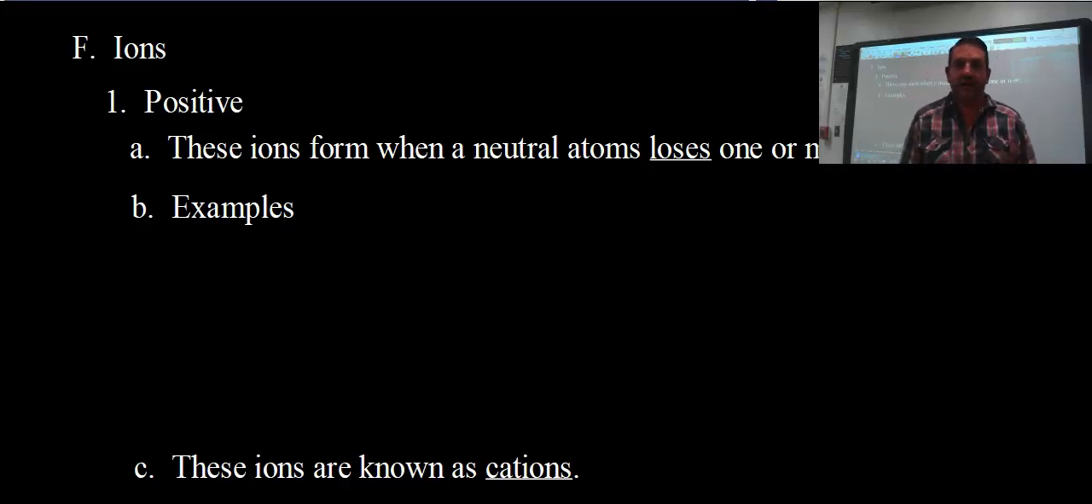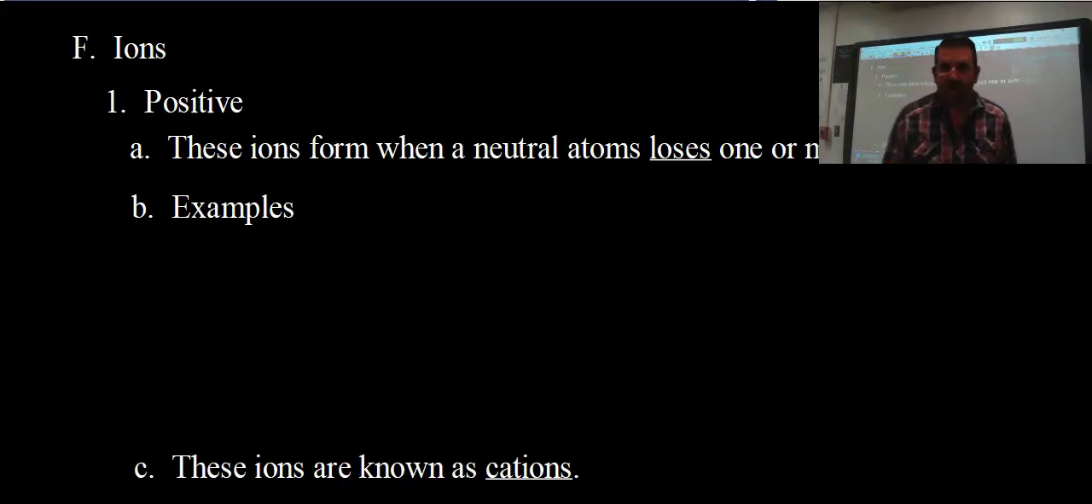Now, there are two types of ions. You have positive ions and you have negative ions. This is really important to know: why these ions have either a positive or negative charge. In order to have a charge, there must be a different number of protons than electrons. Again, if it's the same number, then there's no charge. But if you have more of one than the other, then you're going to have a particle that has a net electrical charge. So let's start with positive ions.